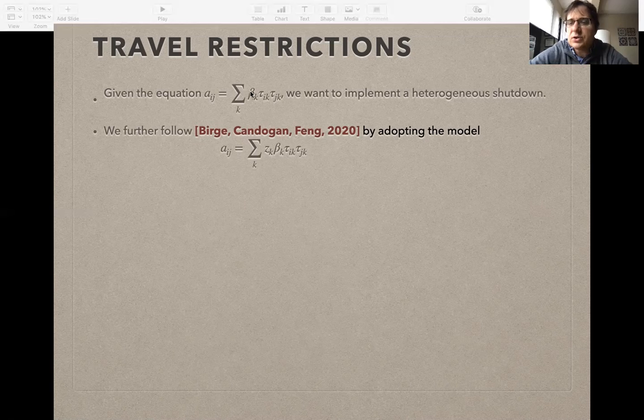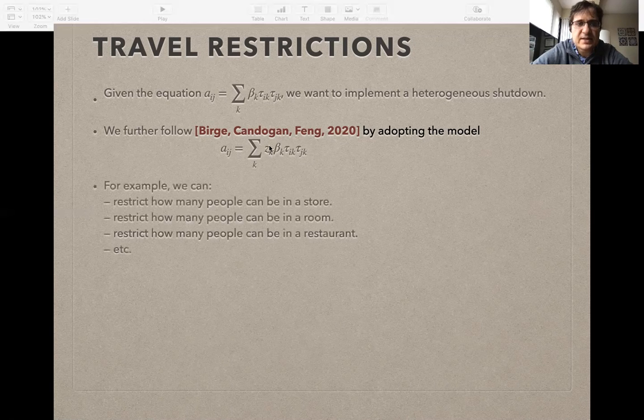Okay, but what control do we have over how people move? Well, essentially, we take a simple model where each term in the sum gets multiplied by some z_k, which is between 0 and 1. So z_k equals 0 means you shut down everything in that node. z_k equals 1 means you don't shut down anything in that node.